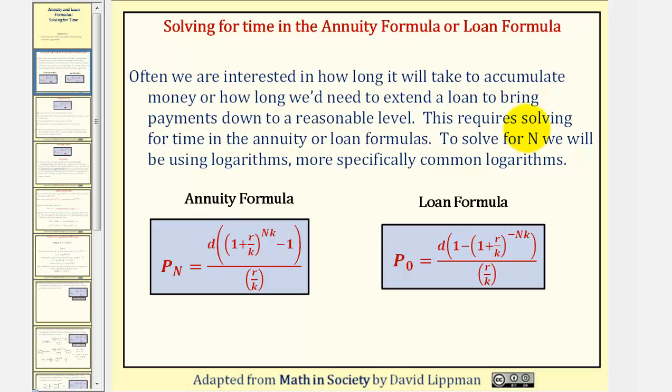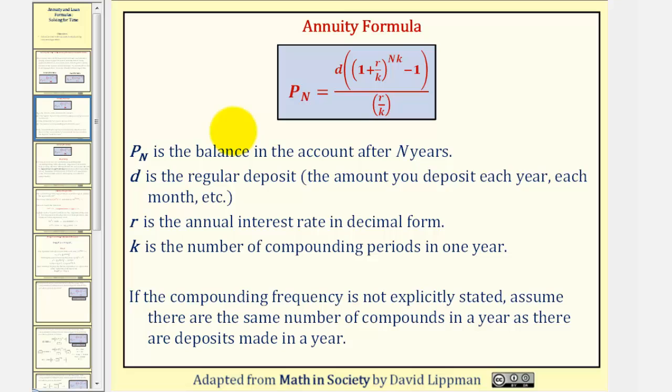This requires solving for time in the annuity or loan formulas, which we see here below. In both cases, capital N is time in years. To solve for n, we'll use logarithms. More specifically, we'll be using common logarithms. In this lesson, we'll be using the annuity formula, and then we'll show how to set up a similar problem using the loan formula.